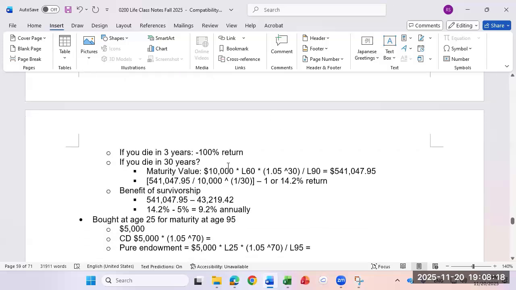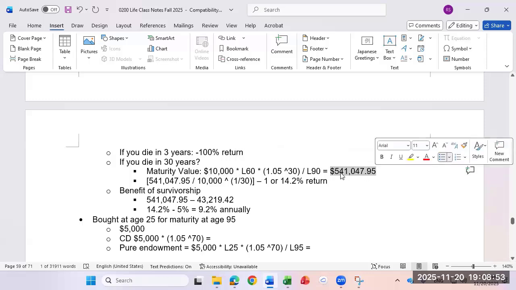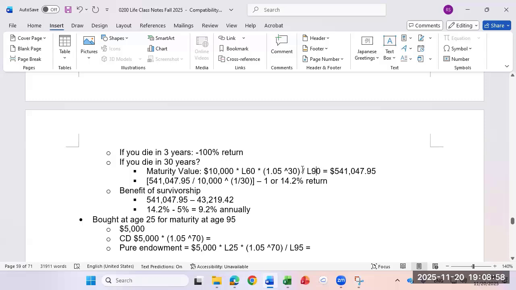Well, here, you invest $10,000 at L60 at 1.05 to the 30th. That's what you invest, but the only people that are going to get it are the L90s. So you invest $10,000 times L60, all those people alive, invest it at 5% for 30 years. The L90s get it. So they invested 10,000 bucks, but they're each going to get $541,047. The people who didn't live, the L60 minus the L90s, they get 0.